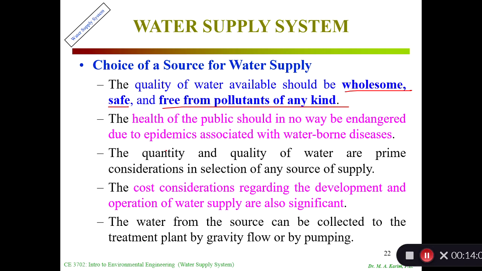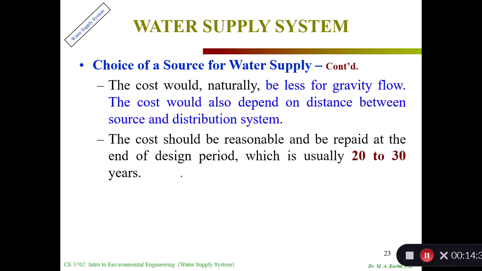The quantity and quality of water are the prime consideration in selection of source. So we have to remember that part, right? Cost consideration regarding the development and operation of water supply are also significant. The water from source can be collected to the treatment plant by gravity or by pumping, depending on where the source is. If the source is at a higher elevation than where we are getting the water to, then definitely gravity is possible. Otherwise, the only possibility is pumping.